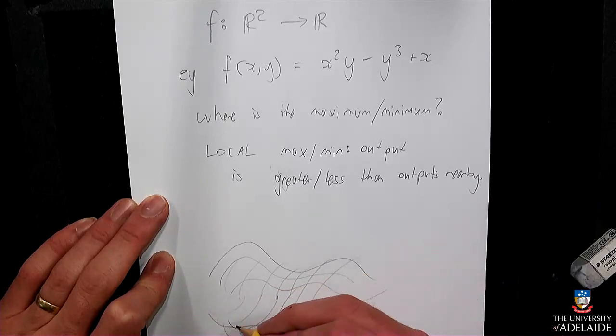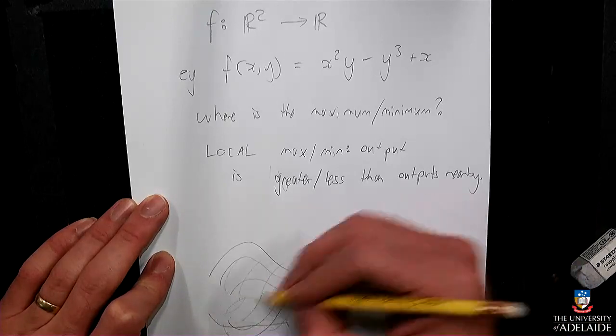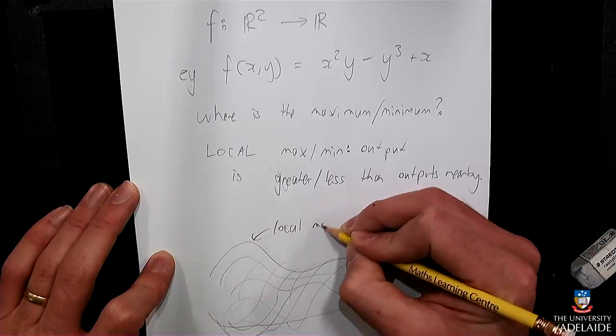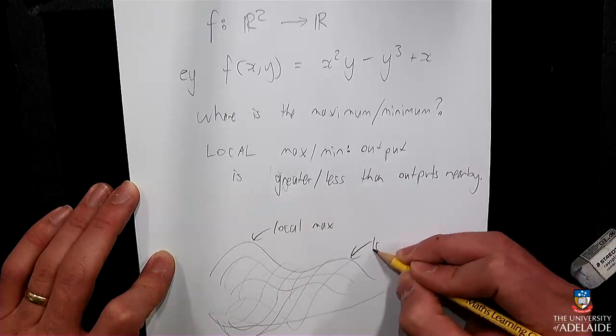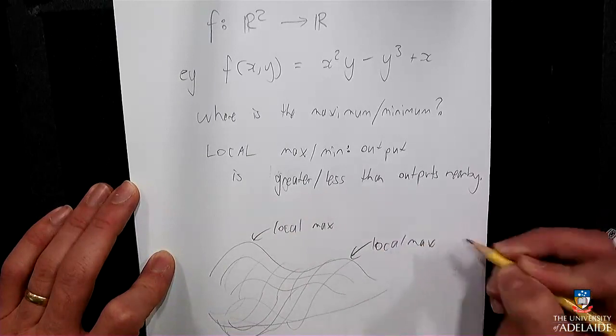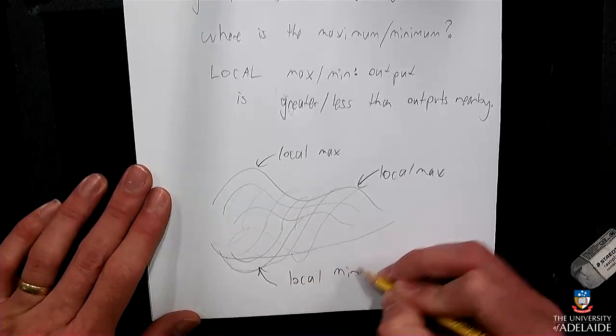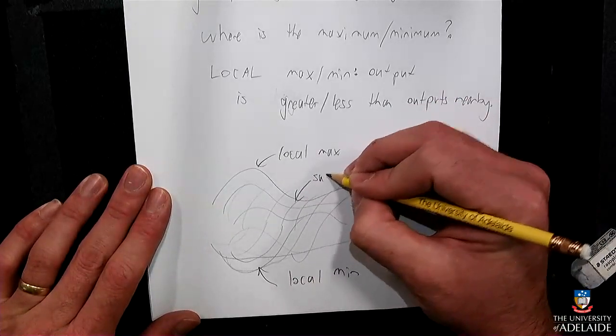That's an awful picture. Thank you for bearing with me. So this would be a local maximum. This is a local maximum. This is a local minimum. And then here in the middle we've got a saddle point.